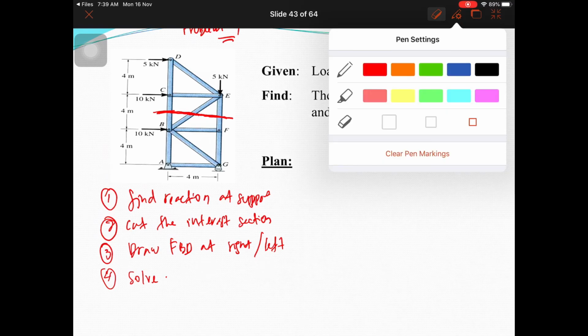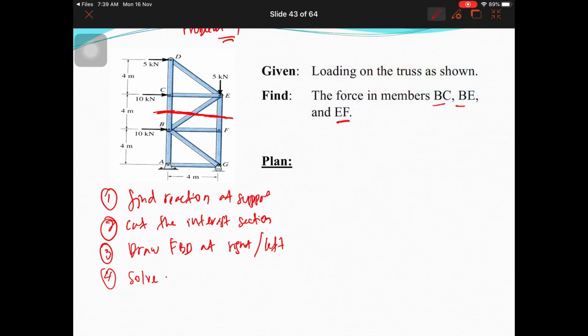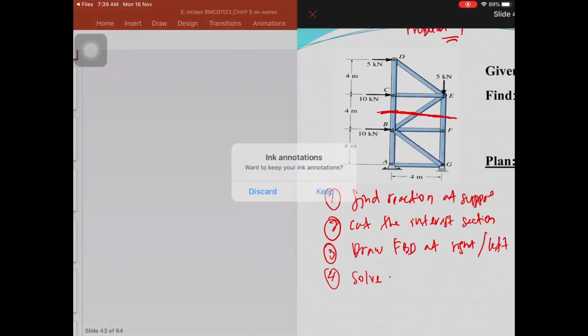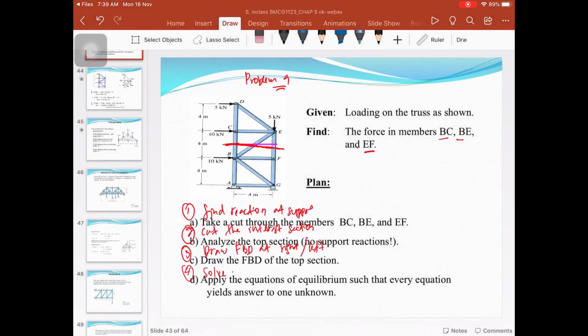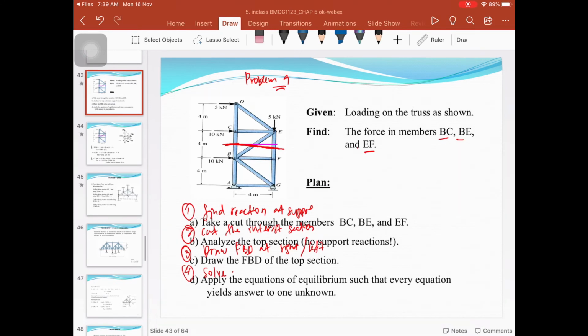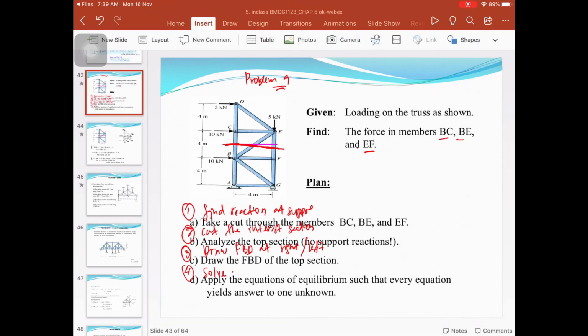Let's start the analysis. When you cut this one, find the reaction first. I think I will make another slide.